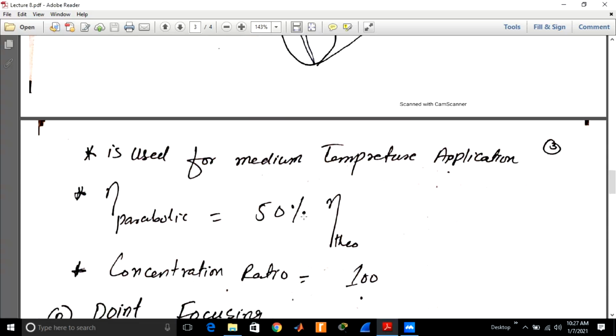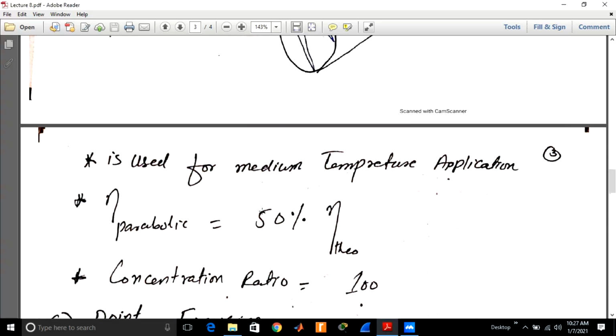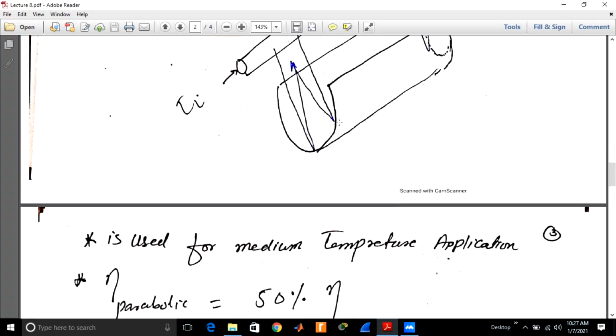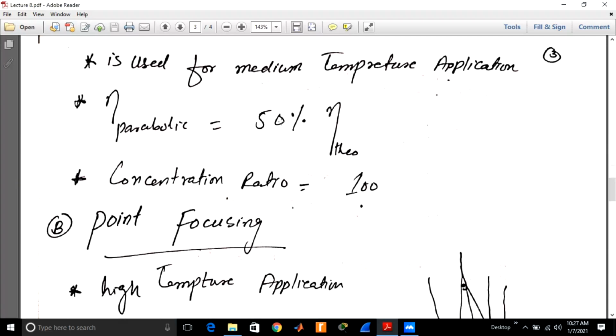50% of theoretical, and it is called parabolic. This shape is known as parabola. You know that this shape is called parabolic shape. Either this shape or this shape is called parabolic. So the efficiency of parabolic is equal to 50% of theoretical, and the concentration ratio is 100.